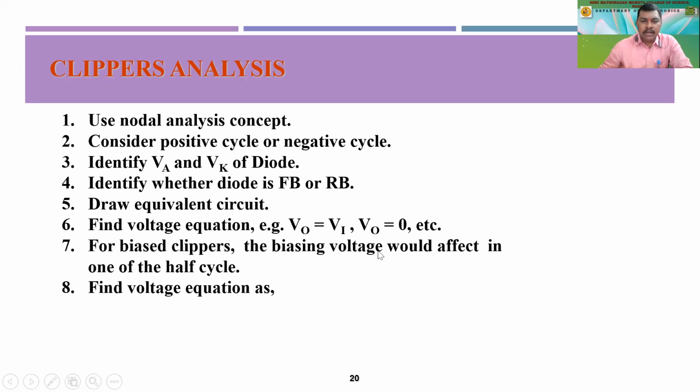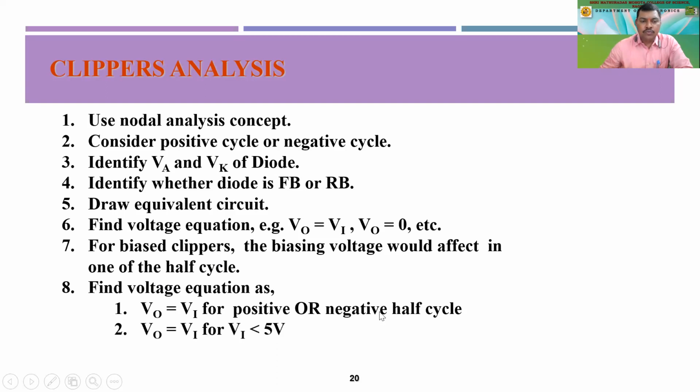For a bias clipper, the biasing voltage would affect one of the half cycles. Find the voltage equation as VO equal to VI for the positive or negative half cycle: VO equal to VI for VI less than 5 volt, VO equal to 5 volt for VI greater than 5 volt. So these are some of the analyses that can be done while studying the clipper circuit.